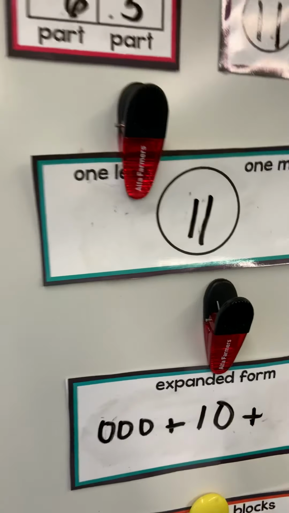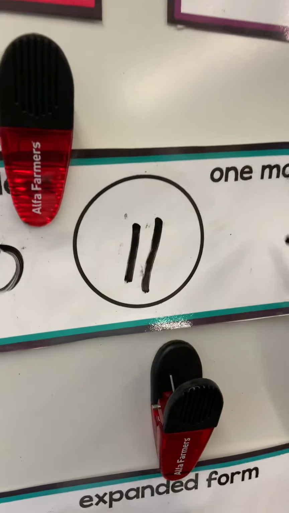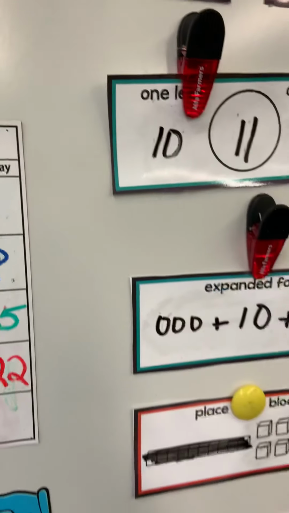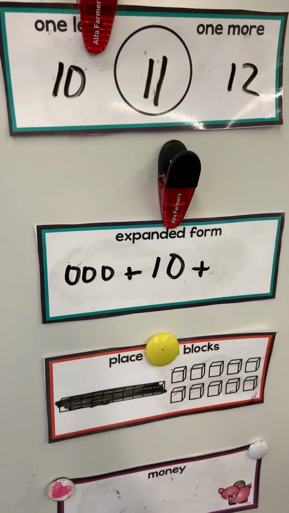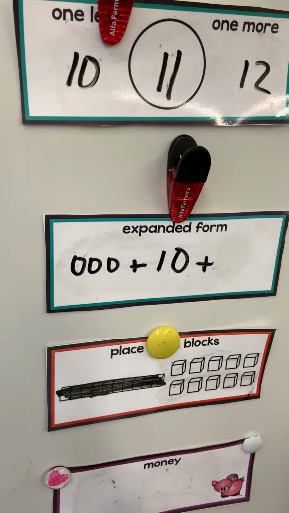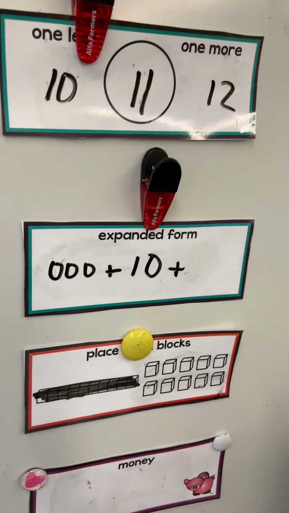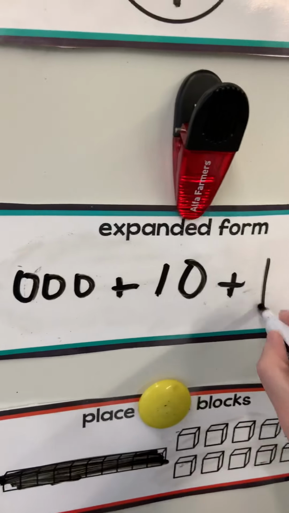So let's look at our number of the day. Our one less and one more. One less would be 10. One more would be 12. Now let's look at our expanded form. I've got 3 digits for the hundreds. I've got 2 digits, 10, for my 10, and I'm going to add a 1.